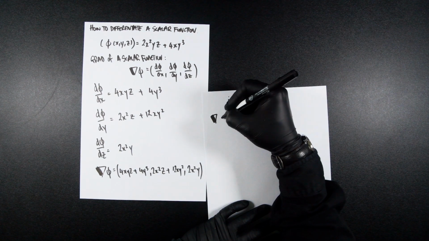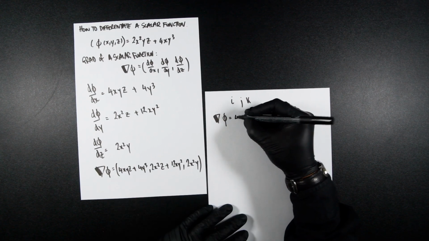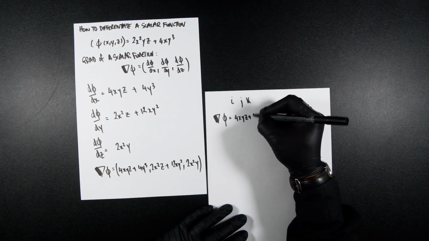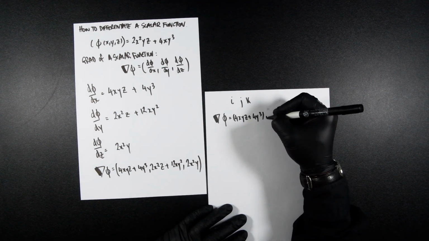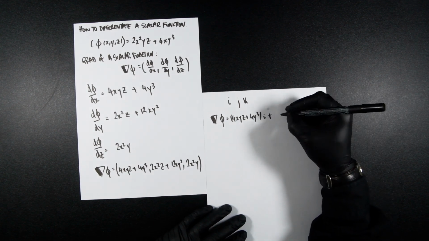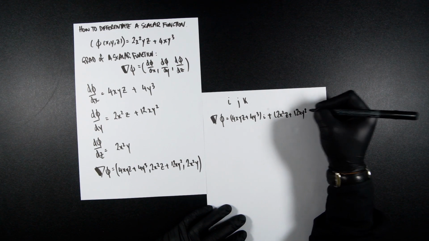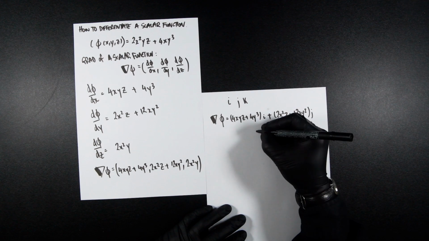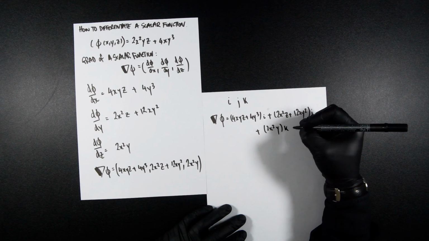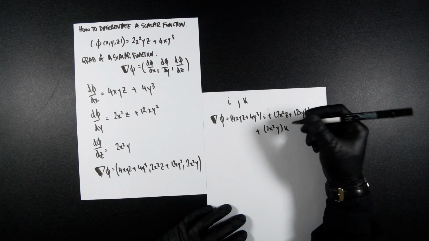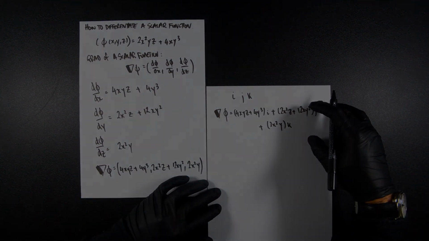So the Nabla of phi would then be everything here, so 4xyz plus 4y cubed, and then you would have an i, plus 2x squared z plus 12xy squared j, plus 2x squared y k. So now you've differentiated a scalar function and you've used your unit vectors to give it a nice little position.